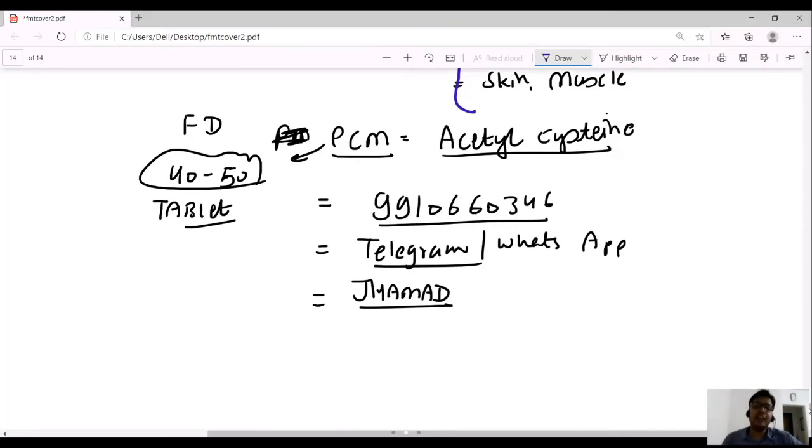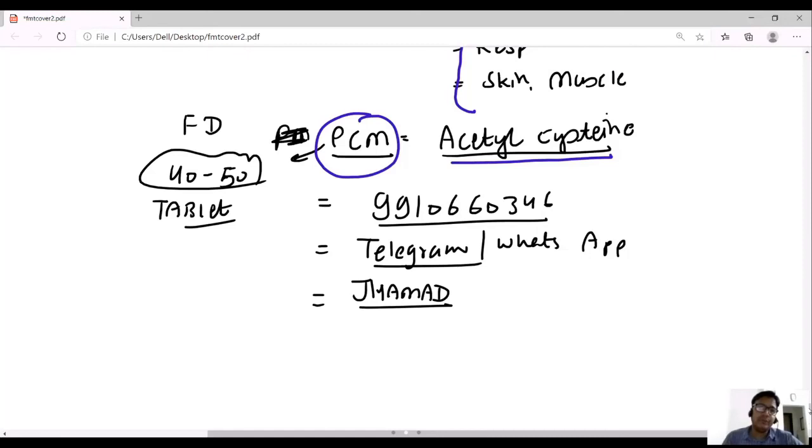Doctor Sahab, fatal dose of paracetamol. The antidote for paracetamol is acetylcysteine. 40 to 50 tablets of paracetamol is a fatal dose.